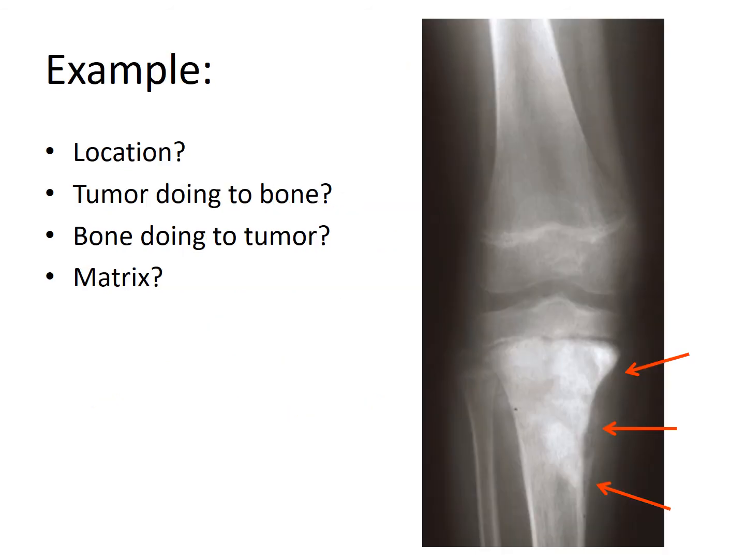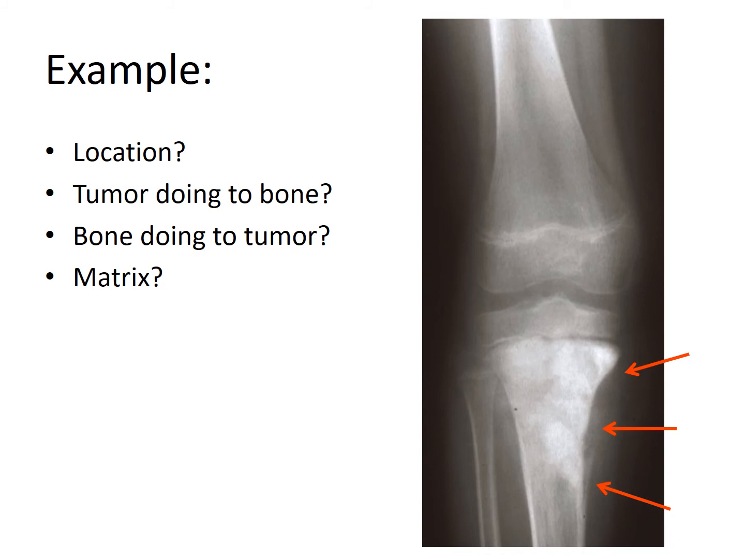Here's an example, again, of asking our 4 questions. What's the location? Metaphyseal. What's the tumor doing to the bone? And what's the bone doing to the tumor? You can see that there is a bit of a Codman's triangle where the arrow is forming. There's a soft tissue mass pushing out of the bone. So this is a skeletally immature patient with a very aggressive appearing lesion.